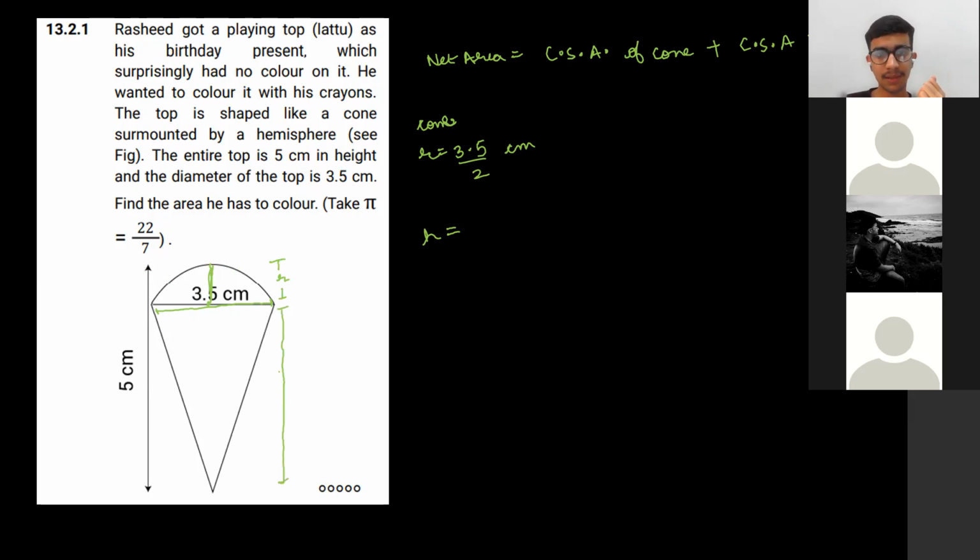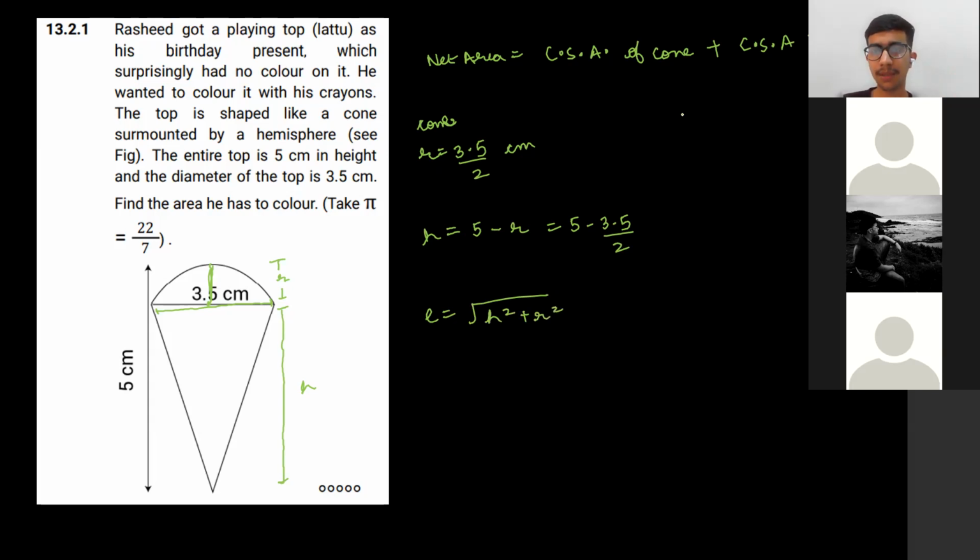So let's say h is the height. So h will be equal to 5 minus r. That means 5 minus 3.5 by 2. Okay. Now you have h and r. You can calculate the value of L with the formula square root of h square plus r square.